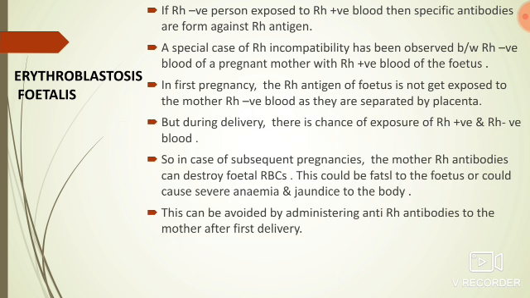Then there is a special case we studied in Rh grouping, that is erythroblastosis fetalis. It is a disease in which if an Rh negative person is exposed to Rh positive blood, then specific antibodies are formed against the Rh antigen. A special case of Rh incompatibility has been observed between the Rh negative blood of a pregnant mother with the Rh positive blood of the fetus. In the first pregnancy, the Rh antigen of the fetus is not exposed to the mother's Rh negative blood as they are separated by the placenta.